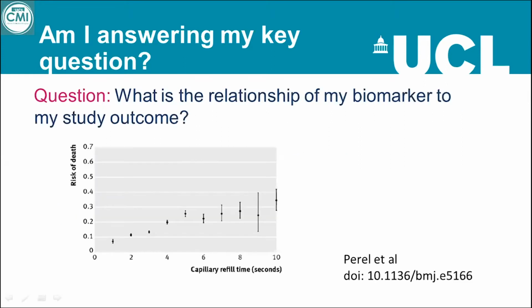So we could actually rephrase that and say, what's the relationship of my biomarker to my study outcome? And here's a little graph from a study by Imperial from one of the CRASH 2 trials. It's got the risk of death on the y-axis and the biomarker, capillary refill time, on the x-axis. And here you really have a good feeling that you know what the relationship is of this capillary refill time, this biomarker, with risk of death. Okay.